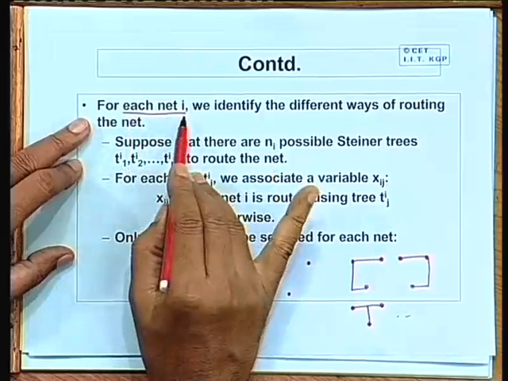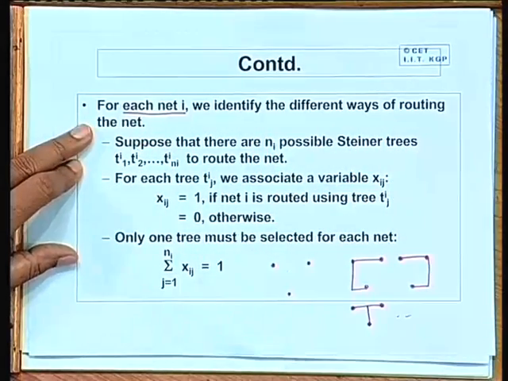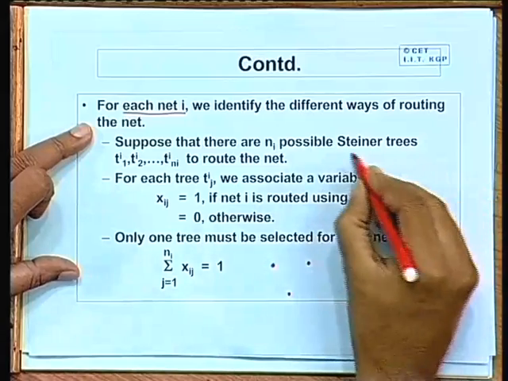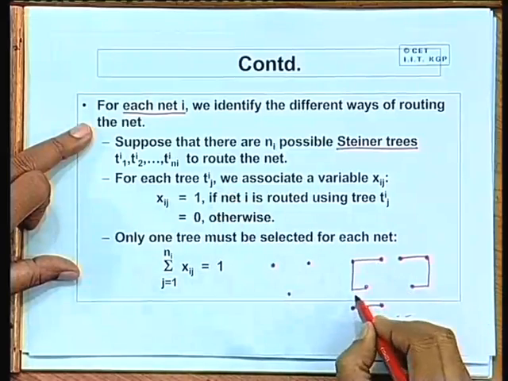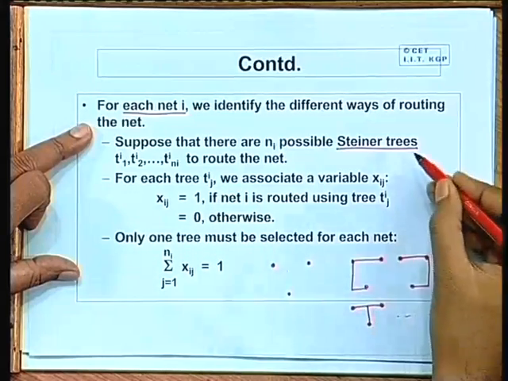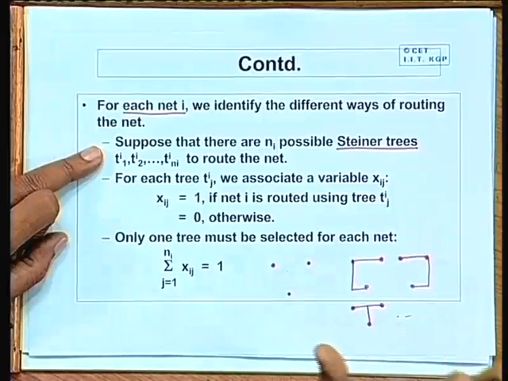So for each net I, we identify the different ways of routing the net. Different ways means actually we are finding some Steiner trees, some possible Steiner trees for routing the net. If the number of terminals of the net is large, then the number of such trees will also be very large. So actually we will be restricting the number of trees to some feasible number. We will say that for each net we will take 5, not more than 5.